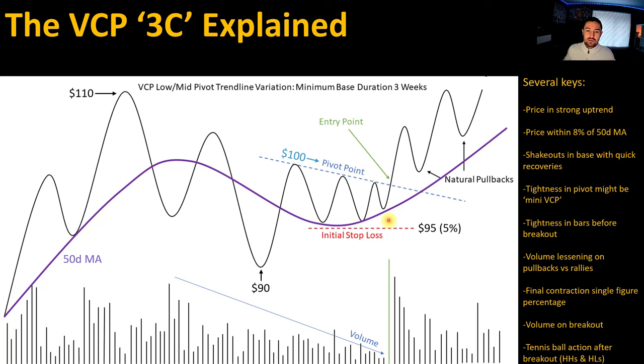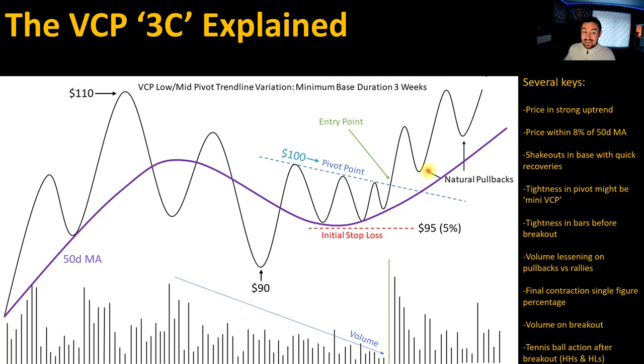If I walk through this example, it'll make a little bit more sense. But some keys to be looking for. You'd like price to be in a strong uptrend. Now, price within 8% of the 50-day moving average. So with a 3C, a cup completion cheat, Minervini will buy it underneath the 50-day, but as long as price is within 8% of the 50-day. But for the purpose of this, I've actually shown it setting up.